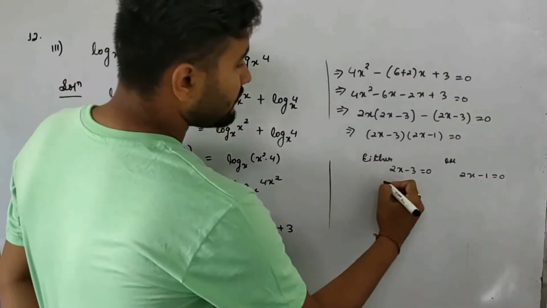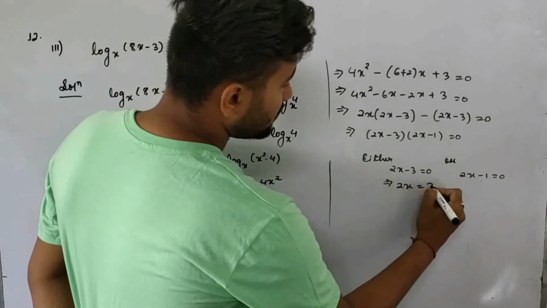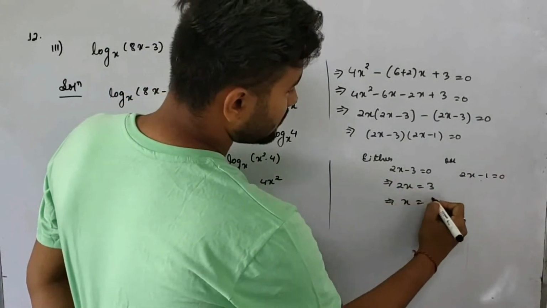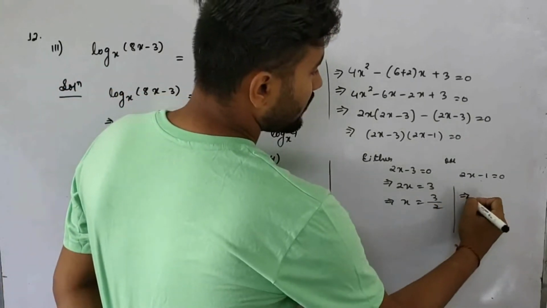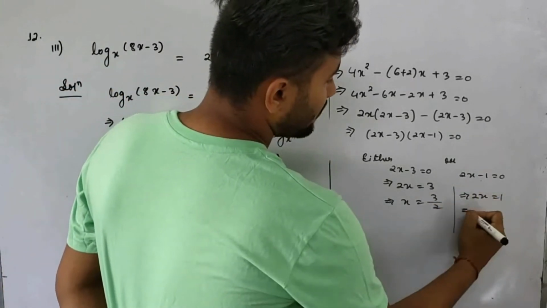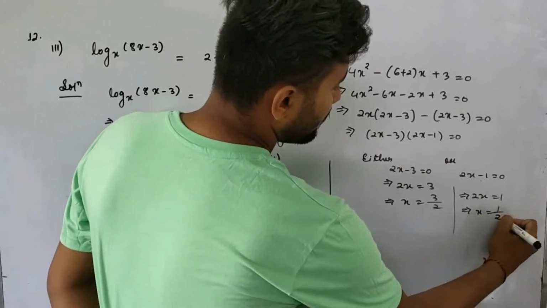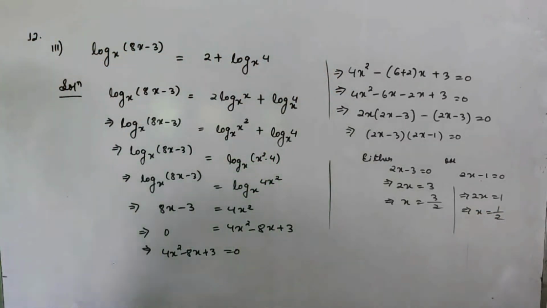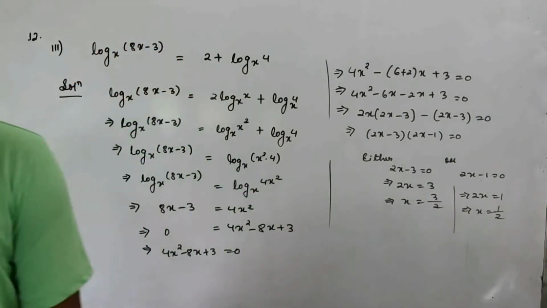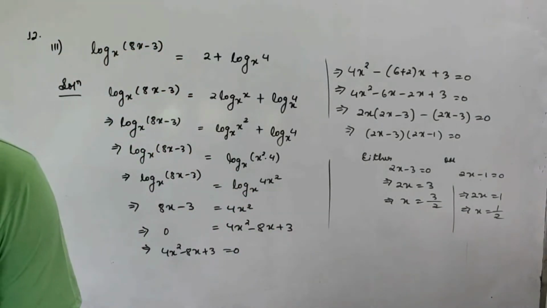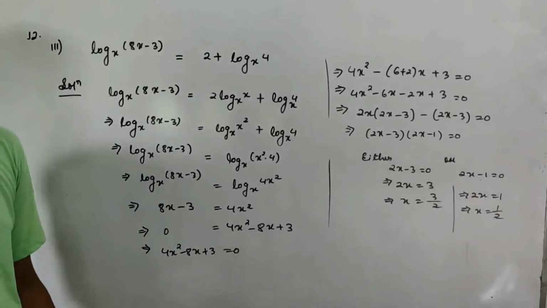So from there what will be the value of x? Twice x is equal to 3. So which implies x is equal to 3 by 2. And from here twice x will be equal to 1. So our x will be equal to 1 by 2. So both are positive. So both are correct. Okay. So let me see the answer. Yes, 1 by 2 comma 3 by 2. So this is your answer.